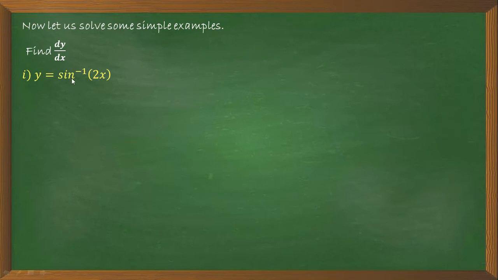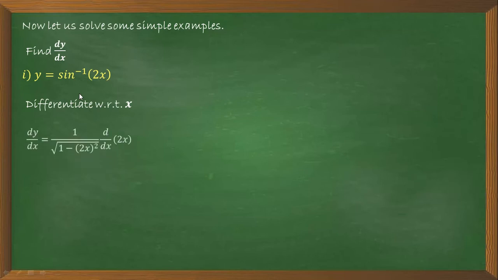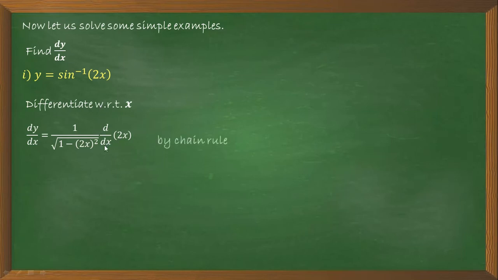Now see, this is a composite function. You know how to find the derivative of a composite function. Here an inverse trigonometric function is included, so we need that rule, the derivative of sine inverse x, which is 1 upon root of 1 minus x square. Now if you want to differentiate this with respect to x, then dy by dx is equal to 1 upon root of 1 minus 2x square into d by dx of 2x. Here in place of x there is 2x, so the chain rule is applicable.